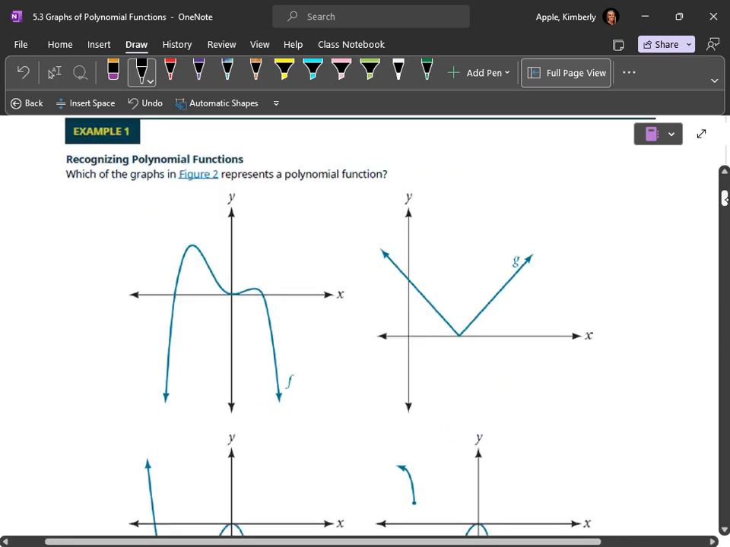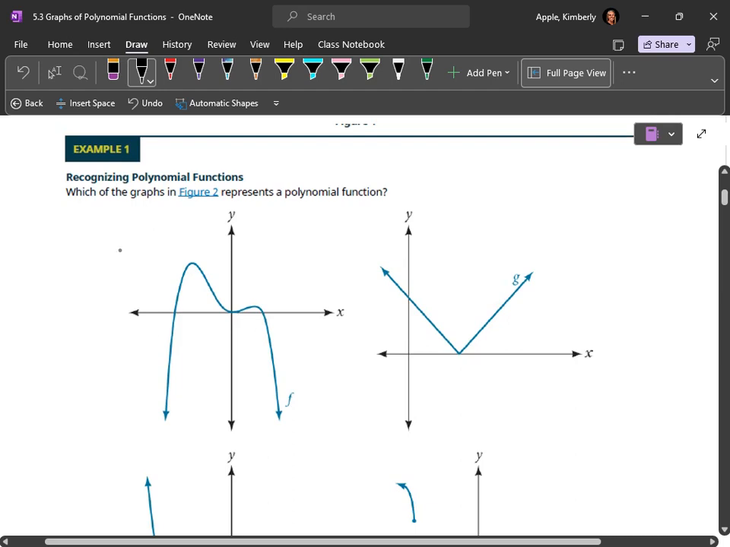And so if we're trying to identify which of these are polynomials, this one is a polynomial because notice it's smooth, it has no sharp curves or corners, and there are no breaks in the graph. So this is a polynomial. This is not a polynomial, and the reason is because of this sharp corner. So this is not a smooth graph. Okay, so not a polynomial.